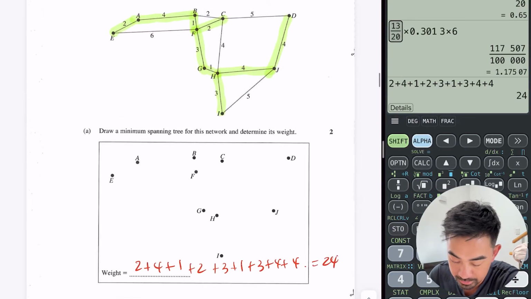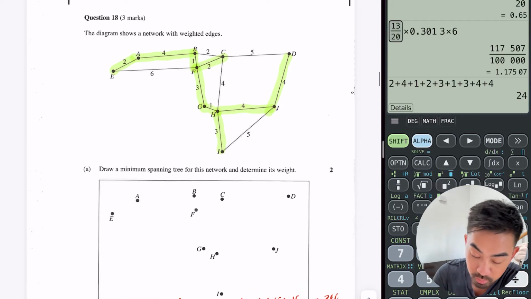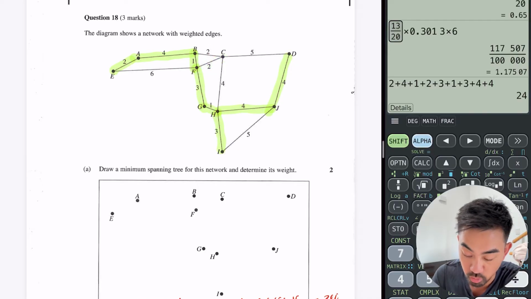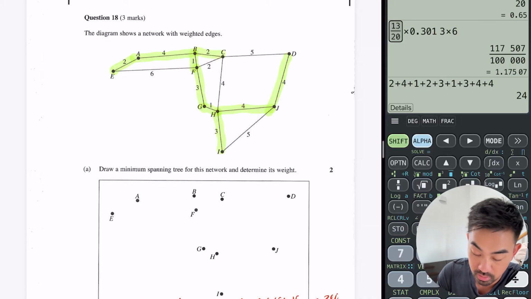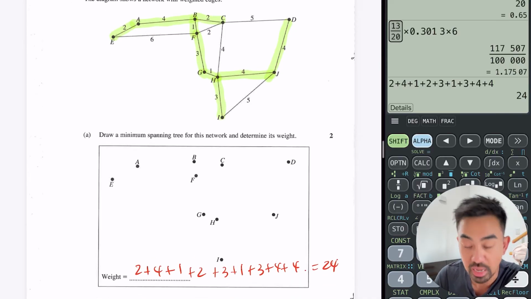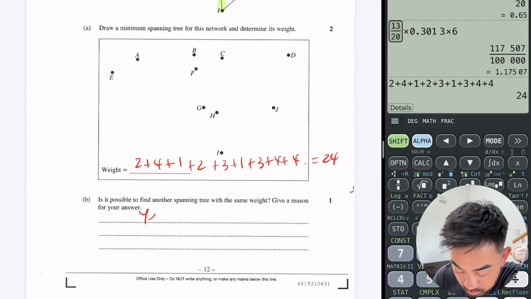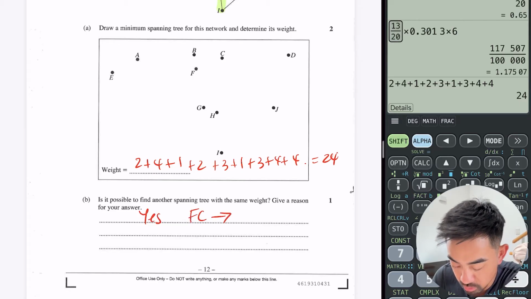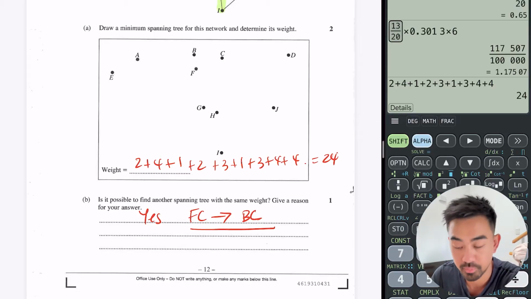Okay, so, well, yeah, I mean, remember this decision we had to make. So we either had to choose this 2 or this 2. Well, I could easily just replace that with this. So yes, I can. I can replace FC with BC. So yes, FC turns into BC.